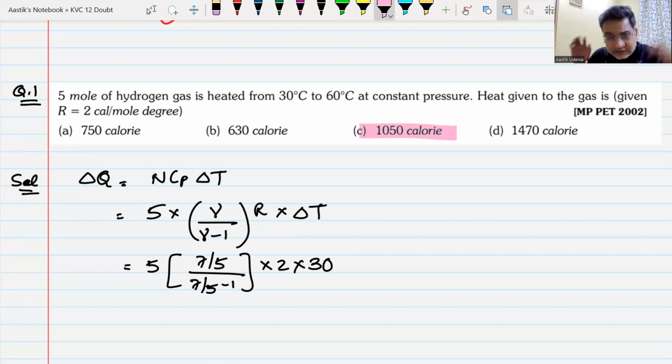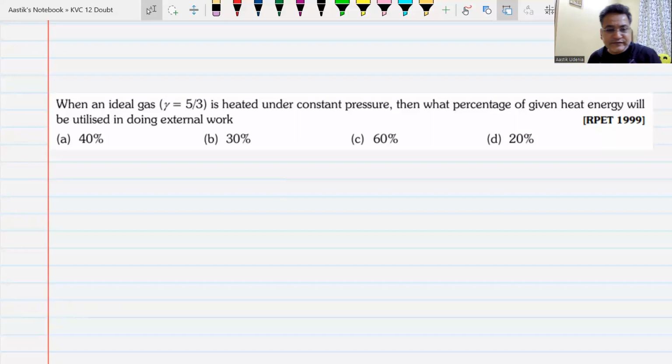Stay in this universe. In this universe, the heat given in a constant pressure process is given by n Cp delta T. Do not wander in other universe. This universe is good, beta. You understand this, na? It's a good universe.